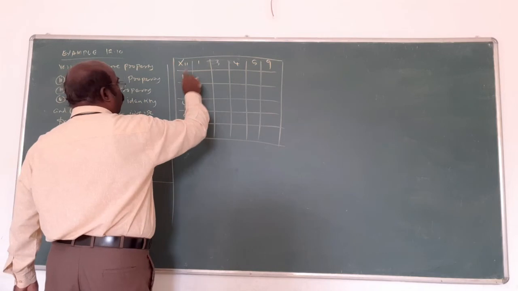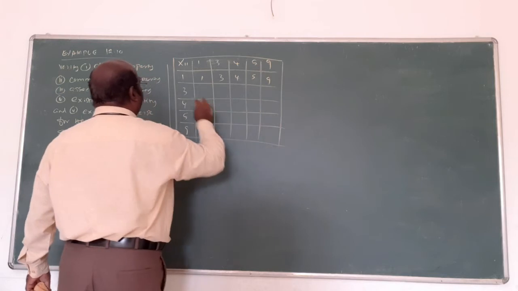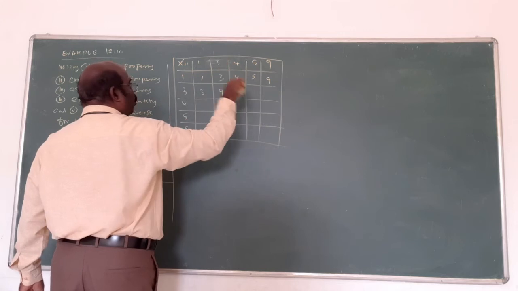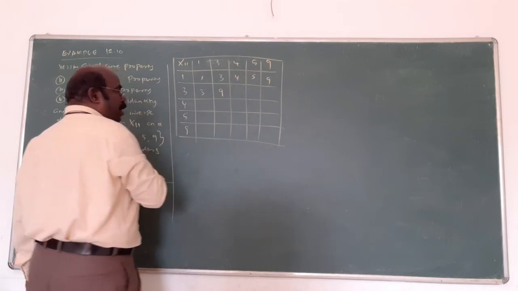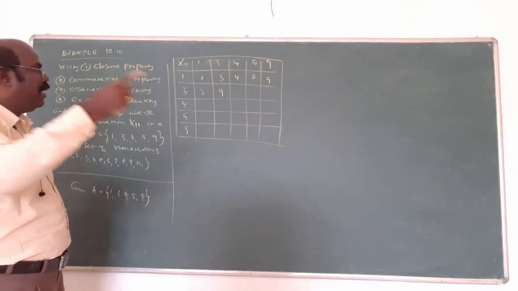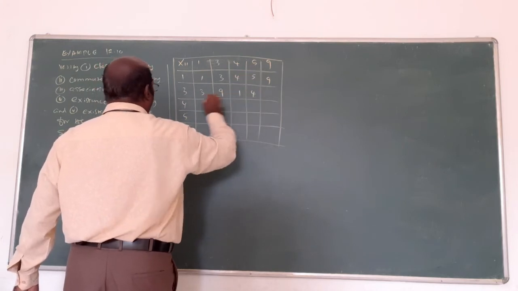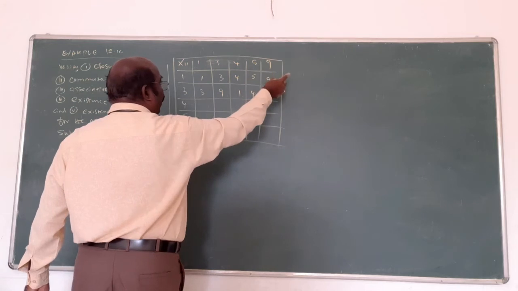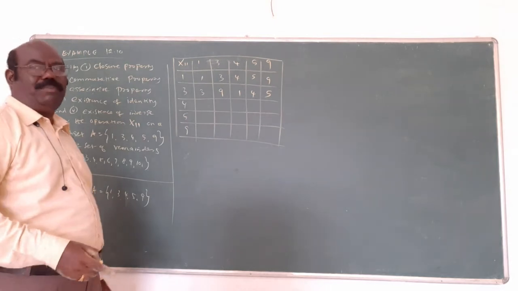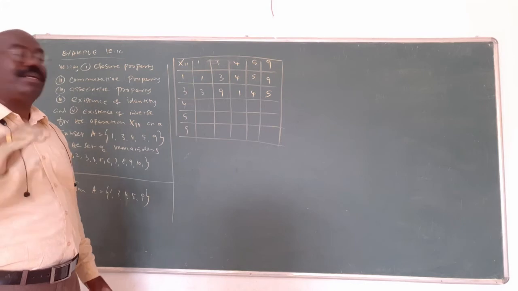Now multiplication. 1 ones are 1, 1 threes are 3, 1 fours are 4, 1 fives are 5, 1 nines are 9. 3 ones are 3, 3 threes are 9. 3 fours are 12, divided by 11. This is multiplication modulo 11. What is the answer? 11 one time, remainder 1. 3 fives are 15, 11 one time, remainder 4. 3 nines are 27, 11 two times is 22, remainder 5. In this way you want to write. Multiply both numbers up to 9, divide by 11, and write the remainder only.